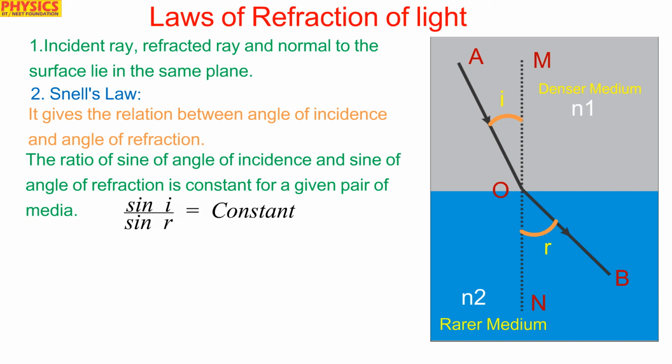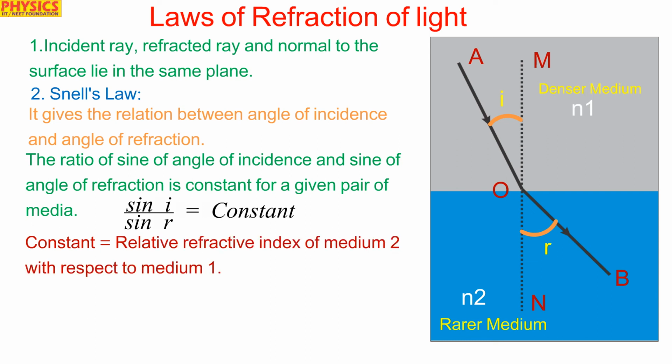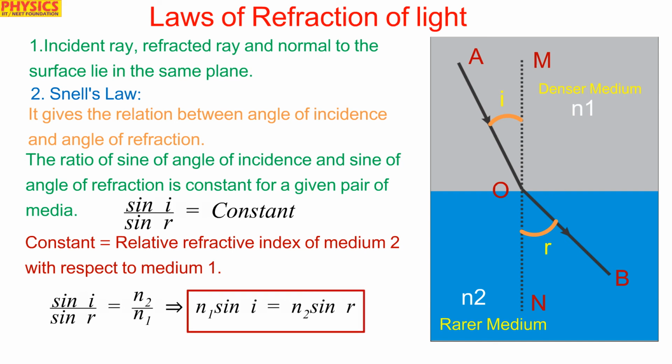This constant is known as the relative refractive index of medium 2 with respect to medium 1. That means if the refractive index of the denser medium is N1 and the refractive index of the rarer medium is N2, then sine i by sine r can be written as N2 by N1. Here medium 1 is the denser and medium 2 is the rarer, because light is moving from denser medium to rarer medium, so the denser medium is the first medium and the rarer medium is the second medium, and it can be written as N1 sine i is equal to N2 sine r.